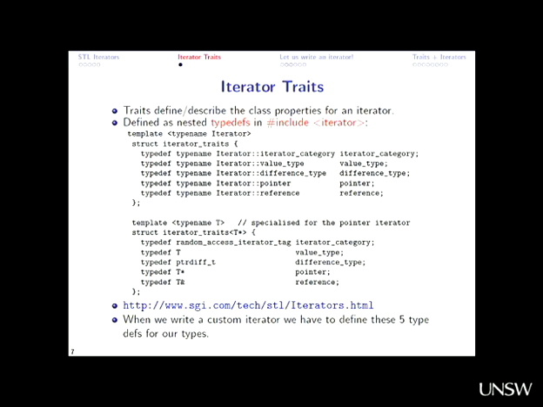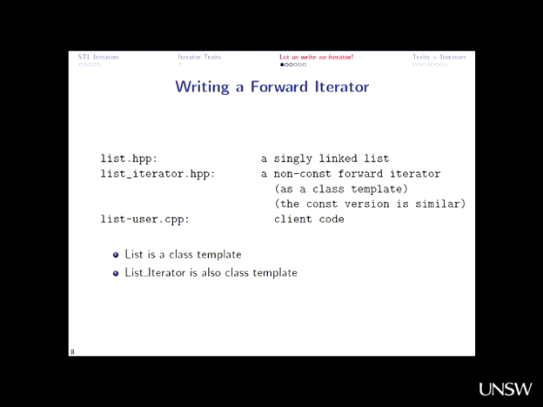Okay, so I'm going to show you some code of how to write an iterator class, and we're going to spend the next 40 odd minutes stepping through how this works. Here's some code for writing a forward iterator. It contains list.hpp, list_iterator.hpp, and a list_user.cpp code. List is the class template, list iterator is also a class template.